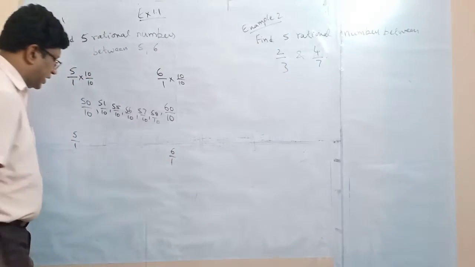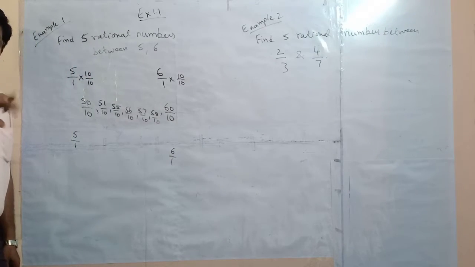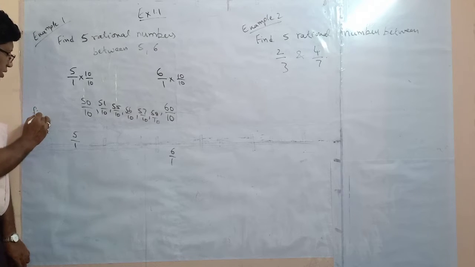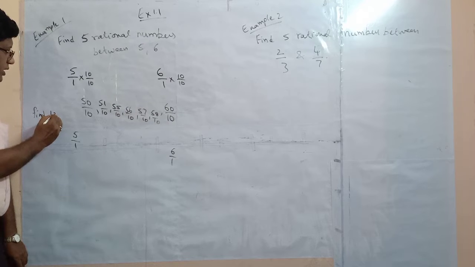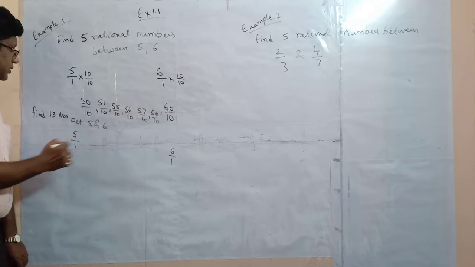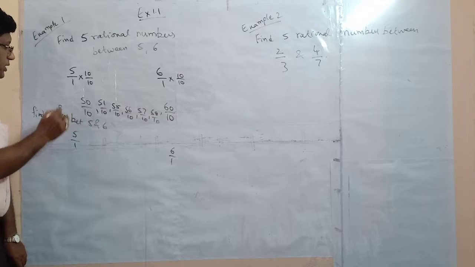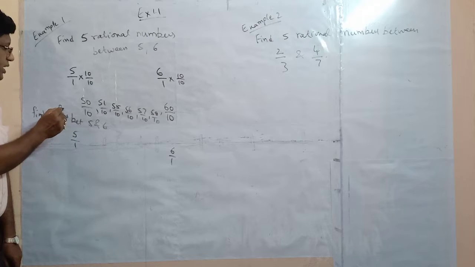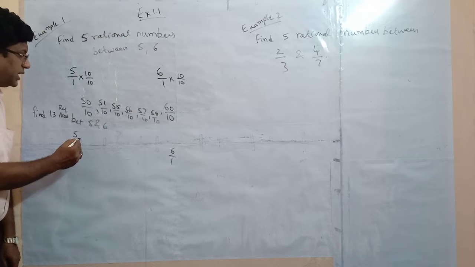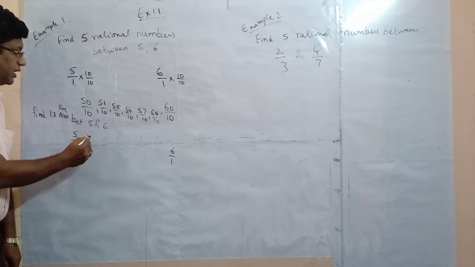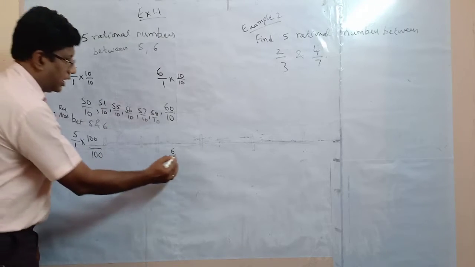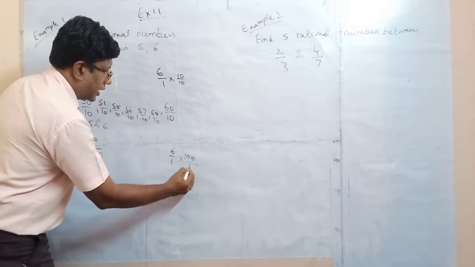5 by 1, 6 by 1, I write it down. This time, because I want more than 9 numbers, the question is more than 9. So find, if I call it as 13 numbers between 5 and 6. That is 13 rational numbers between 5 and 6. So what should I do here? I multiply this with 100 by 100. Here also I multiply by 100 by 100.